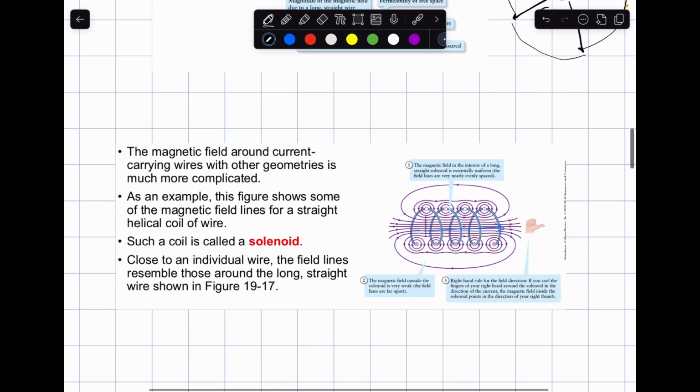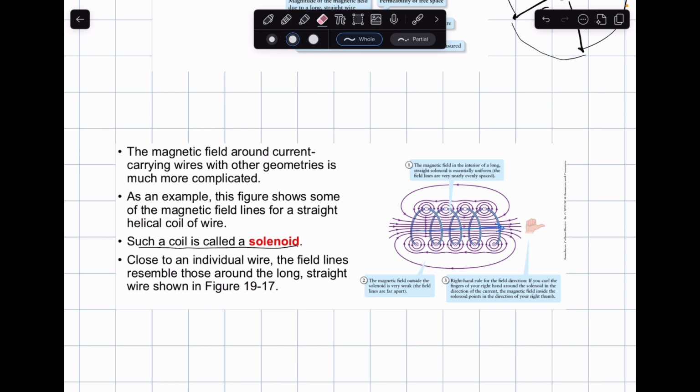What about other geometries of wires? What about a curved wire? So what we call a curved wire could be referred to as a coil or a solenoid. You might even recognize it as a helix, right? So this is a common shape to make a current carrying wire.